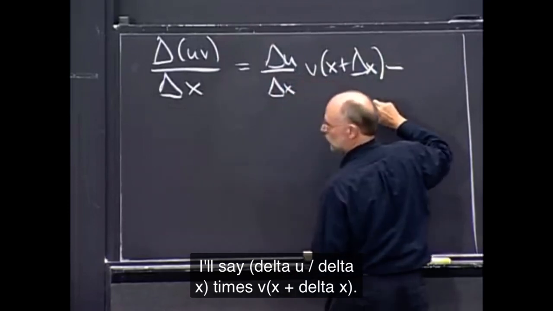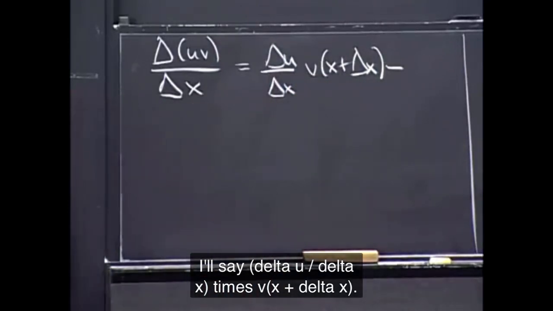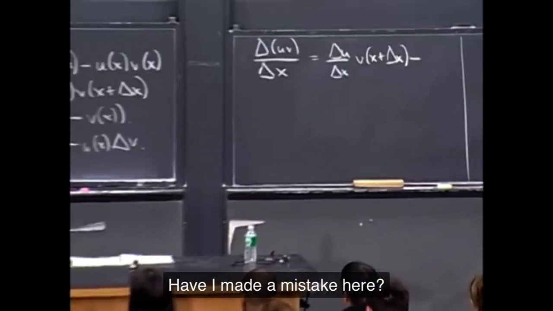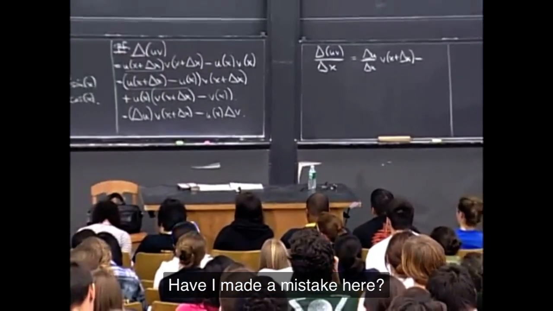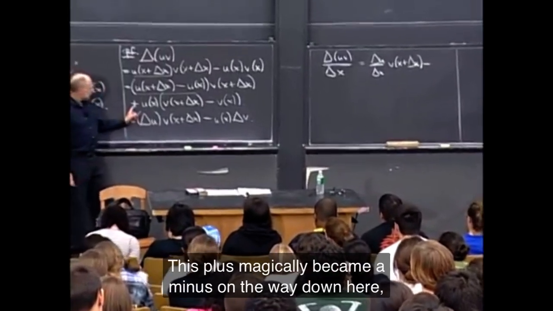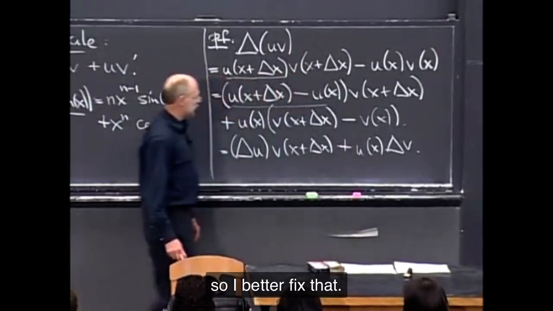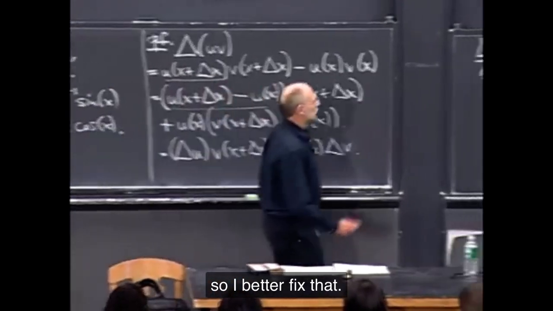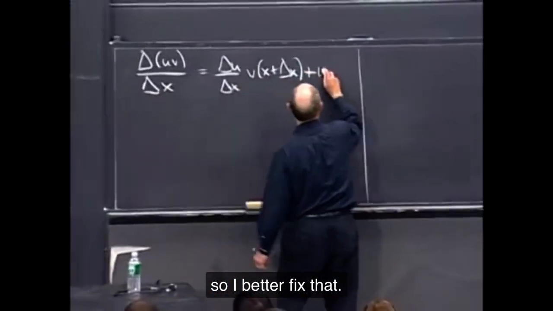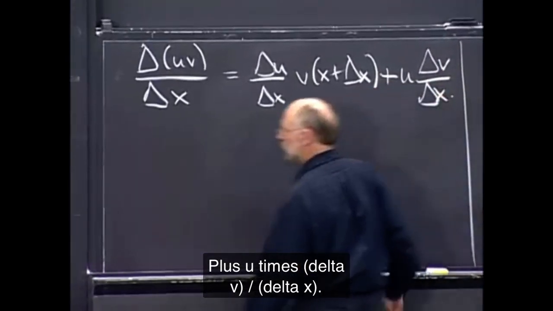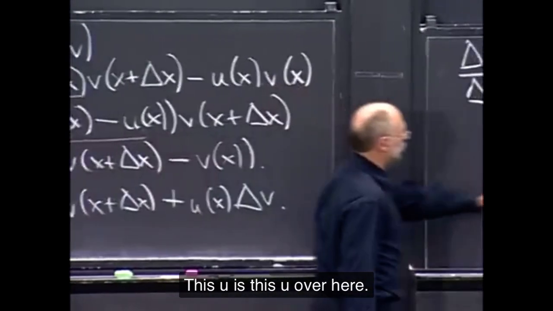Have I made a mistake here? This minus magically became a plus on the way down here, so I better fix that. Plus u times delta v over delta x. This u is this u over here.